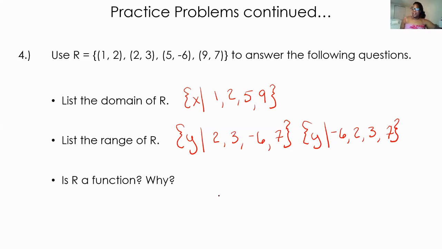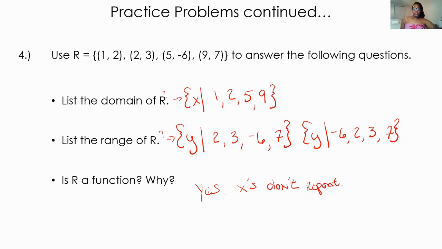Now, is it a function? Which one should I look at? Should I look at my domain or should I look at my range? Hopefully you're saying look at the domain. And if any of those numbers are repeating, is it a function? It won't be a function. But in this case, is the set R, looking at its domain, a function? Yes, it is, because my x's do not repeat.